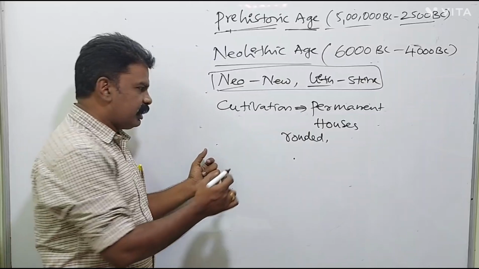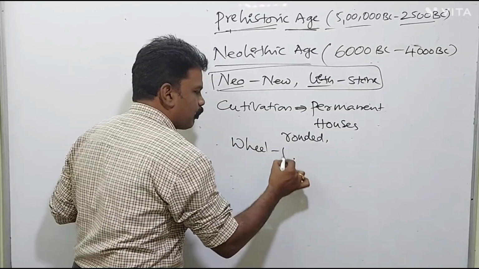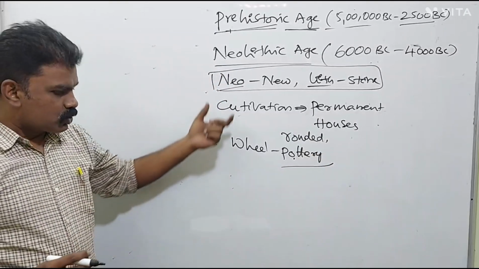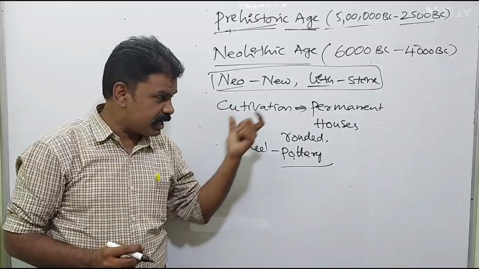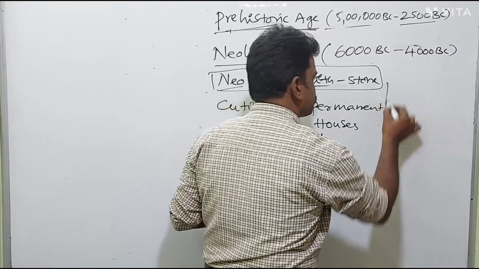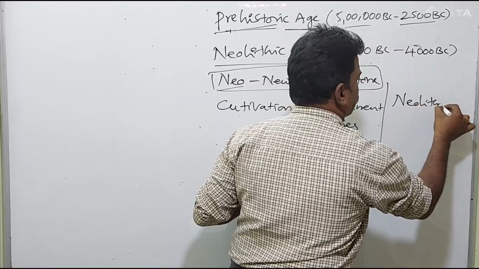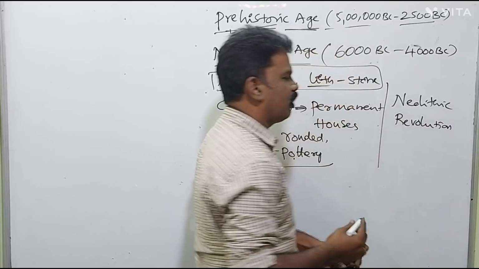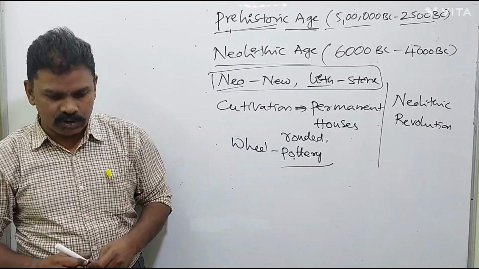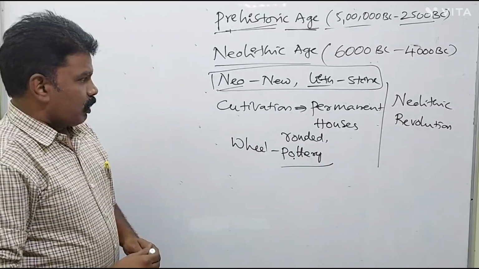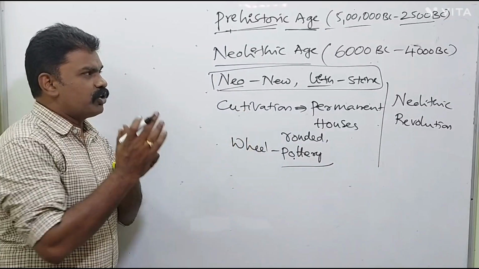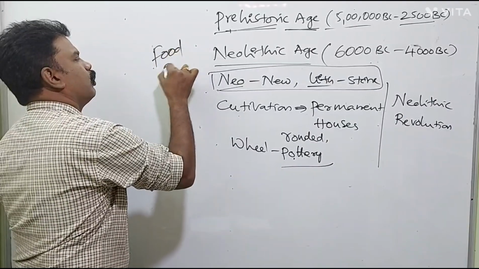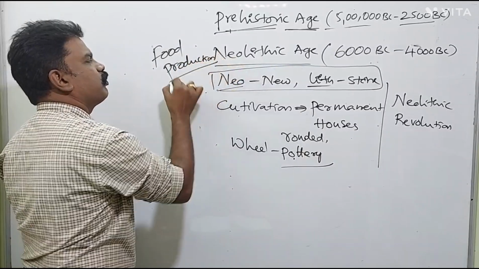Another one, they started using the wheel for making pottery. Because of all these changes, this is called the Neolithic revolution. Gordon Childe called it the Neolithic revolution. Because of cultivation, the food gathering society converted into a food production society.